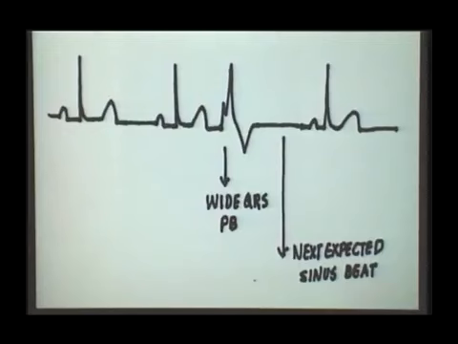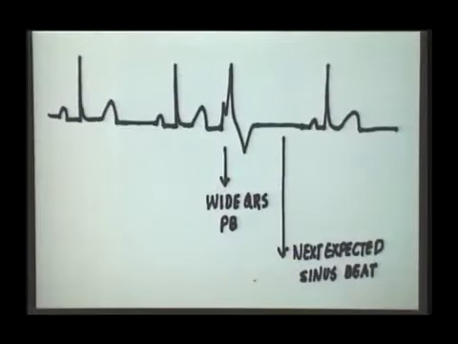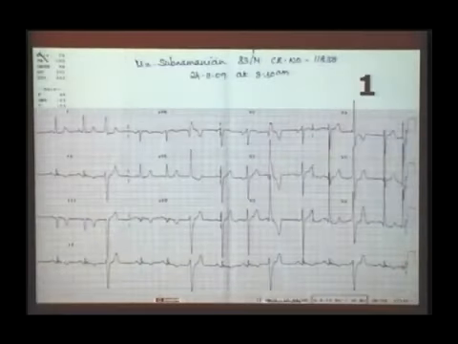Now, if this premature beat, which is coming before the next expected sinus beat, has a wide QRS, that means it is arising from the ventricle, because from the ventricle it has to depolarize the other ventricle or the other area of the heart going through the muscle. It has no access to the conduction system, so it goes slowly and produces widening of the QRS. So wide QRS premature beats are most often, not always, from the ventricle. We can see this here nicely.